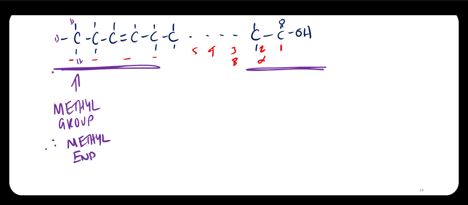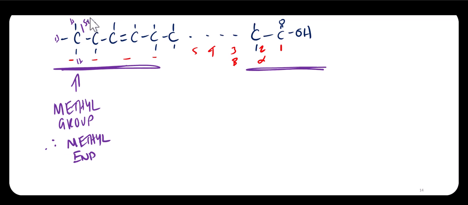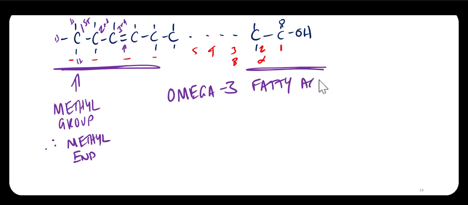So this is our methyl end. So I'm going to count from the methyl end, and the first carbon I come to that touches a double bond makes it an omega-3, omega-6, or omega whatever fatty acid. So I'm going to start at the methyl end. Here's my first carbon. Here's my second carbon. Here's my third carbon. It's touching a double bond. So that makes it an omega-3 fatty acid. Let's do another one quick.